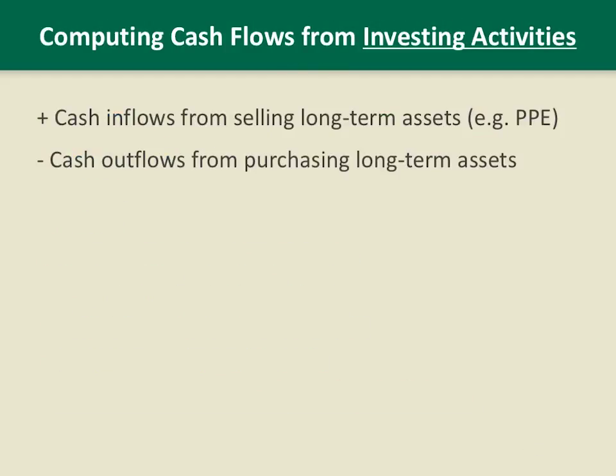Next, we're going to overview how to prepare investing section. Compared with our operating section, investing and the financing sections are much easier. In this section, we're going to add all the cash inflows from selling long-term assets minus any cash outflows because you purchased long-term asset. Then we get our net cash flow related with investing activities.